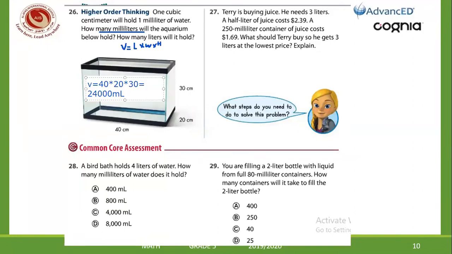But he asked me, after you find how many milliliters, also change it to liters. To change from milliliters to liters, divide or multiply? From smaller to larger, divide. Divide by 1,000. So the answer will be 24 liters. Okay? Thank you so much.